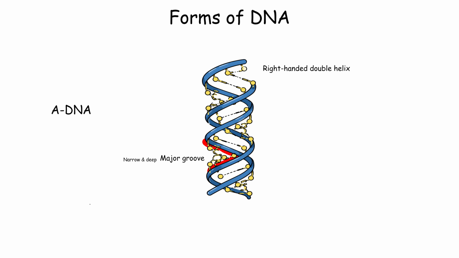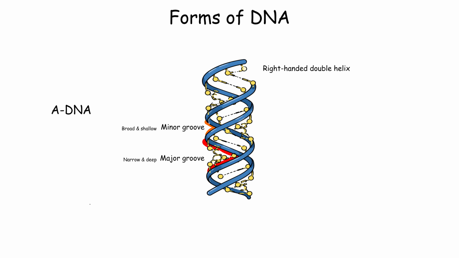aDNA is also a right-handed double helix, but it is shorter and wider than bDNA. The major groove of aDNA is narrow and deep, while the minor groove is broad and shallow. You can imagine aDNA like bDNA being compressed from the top. When it becomes compressed, it becomes shorter in length and wider in diameter.